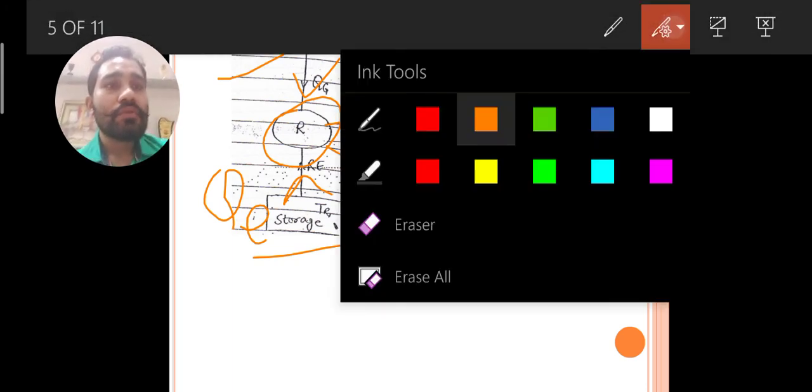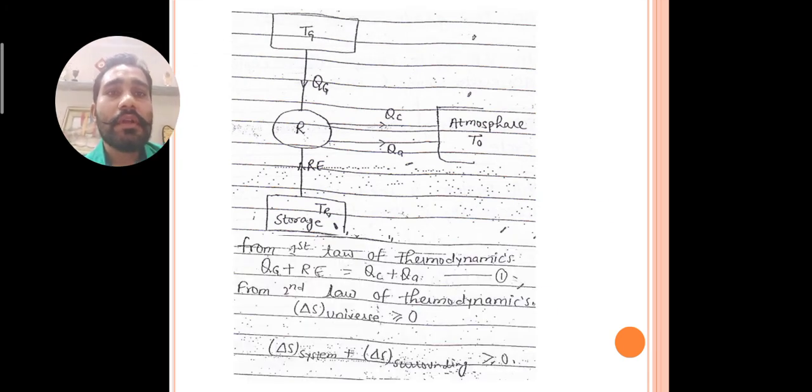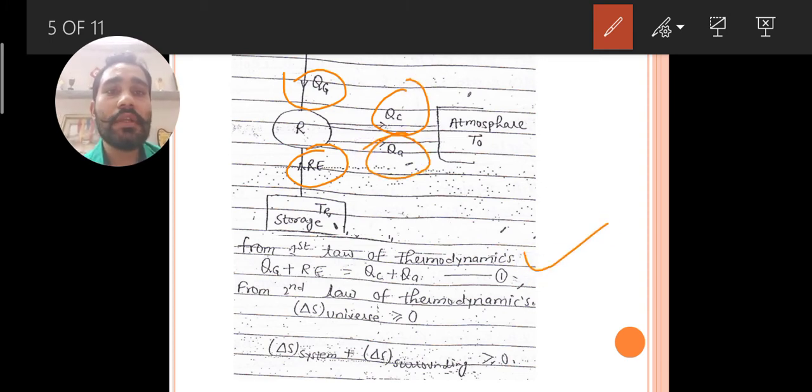Now what we are going to do next is, from the first law of thermodynamics, using energy balance, we can write that the energy entering the refrigerator is equal to the energy leaving the refrigerator, which is Qg plus RE equals Qc plus Qa. That is our equation number 1.